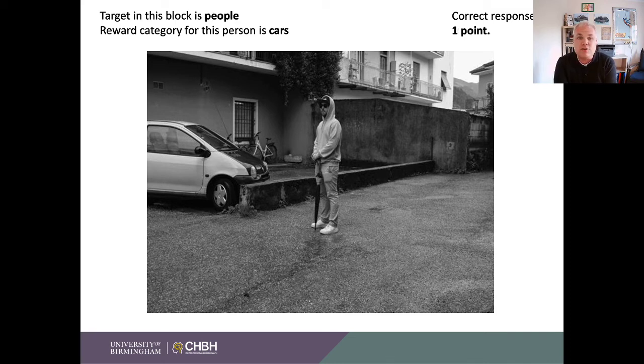This same scene could show up in another block where the target is people. The person's in the middle. He's facing the left. You make the correct response, you only get 1 point because people is not your reward associated category.